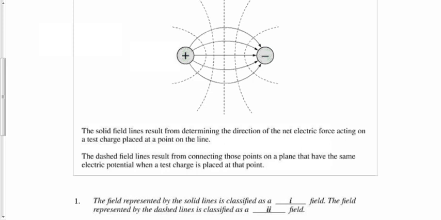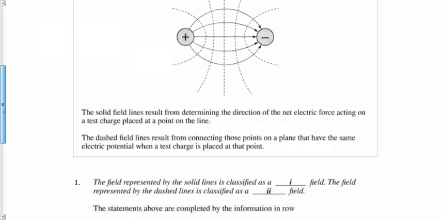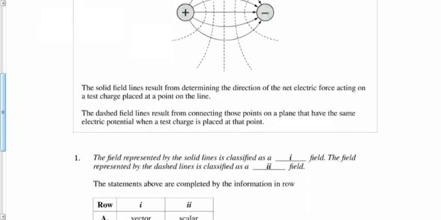Electric potential we have a little bit, the energy per coulomb of charge, but these lines that join the equal potential, we haven't really talked about that. So how are we supposed to answer this? The field represented by the solid lines is a vector or scalar. The field represented by the dashed lines is a vector or scalar.